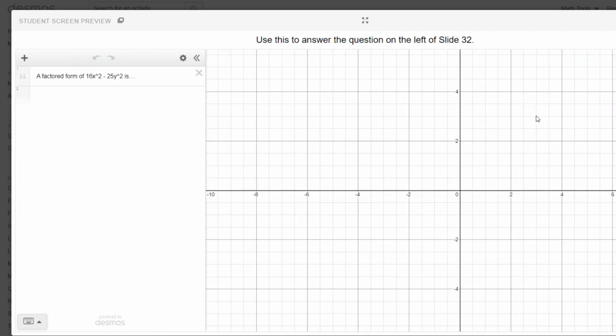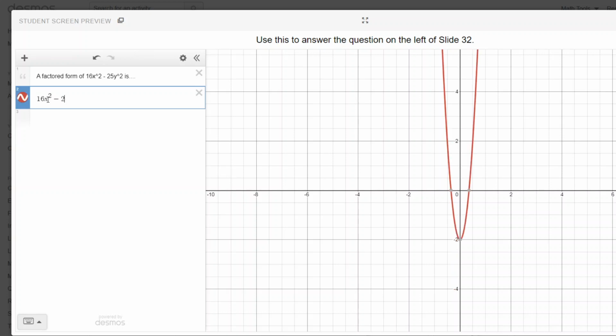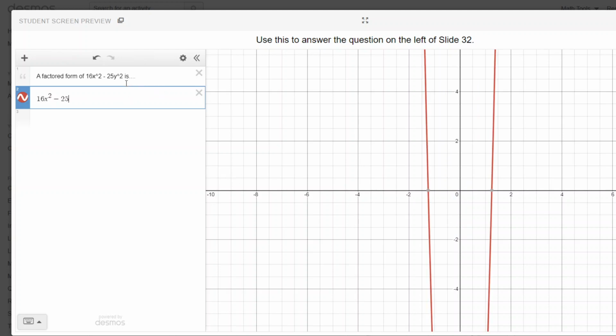Alright, we are heading to the end rapidly. A factored form of 16x squared minus 25y squared is... Now, the problem with this one is there's two different letters for this question. So we can't do it when there's two different letters. So all we're going to do is ignore this second letter and then try and figure out what the answer is without it.